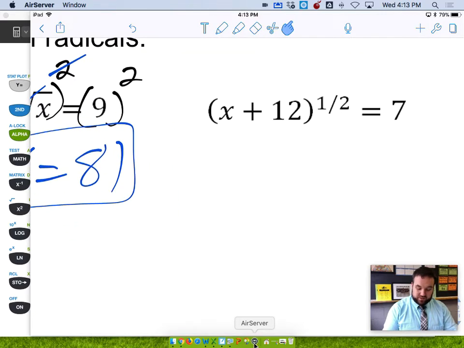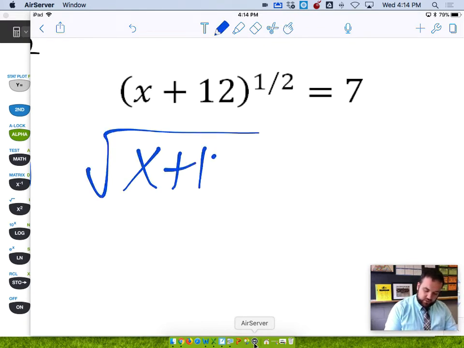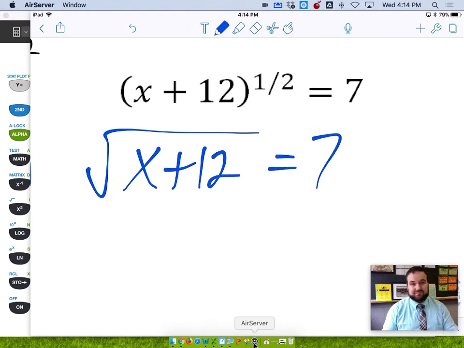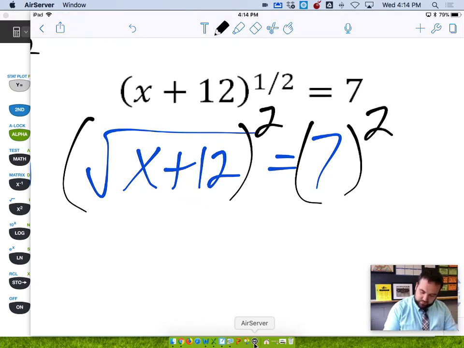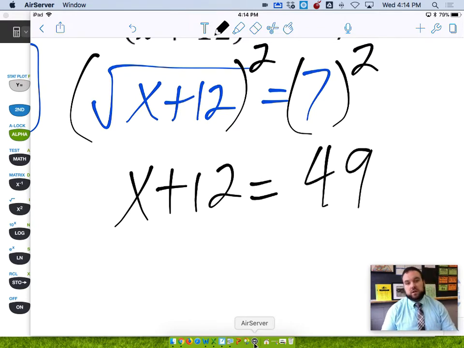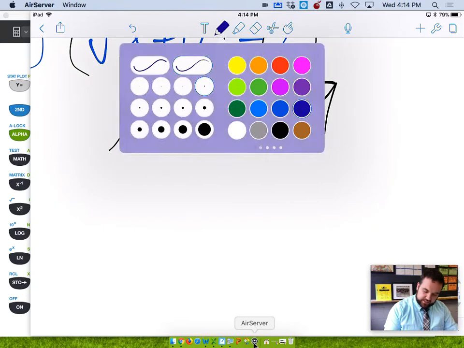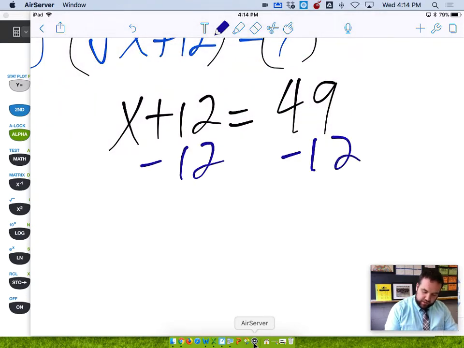If you have something like this where it's x plus 12 to the 1/2, again, remember that the 1/2 power is the exact same thing as the square root. So if you would like to rewrite the equation like that, it's totally fine. Again, I'm going to take this and square both sides of the equation. On the left, it's just x plus 12. Squaring 7 gives me 49. We haven't completely solved the equation yet because we want to isolate that unknown value of x. So I'm just going to take away 12 from both sides, and we get a solution of x equals 37.